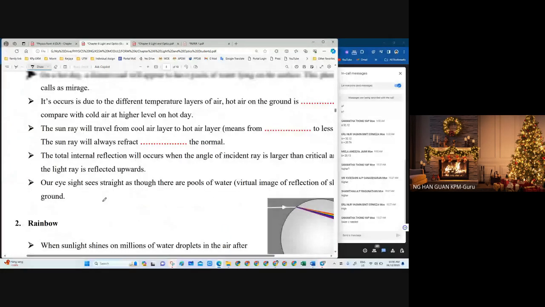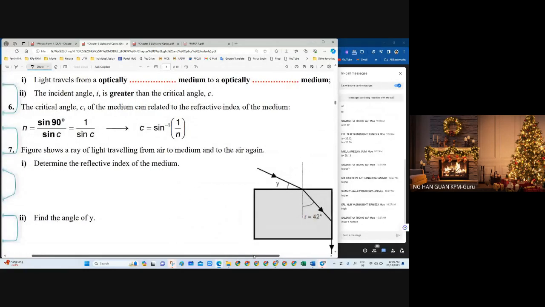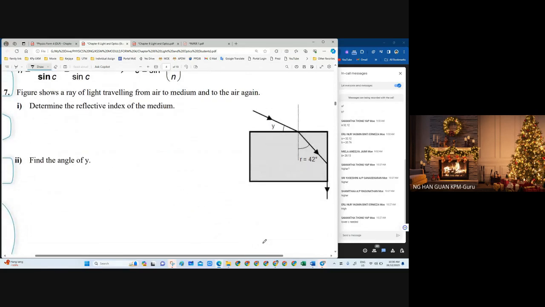Now please give me the answer for the refractive index of the medium and also the angle Y for number 7. Faster. Refractive index of the medium.